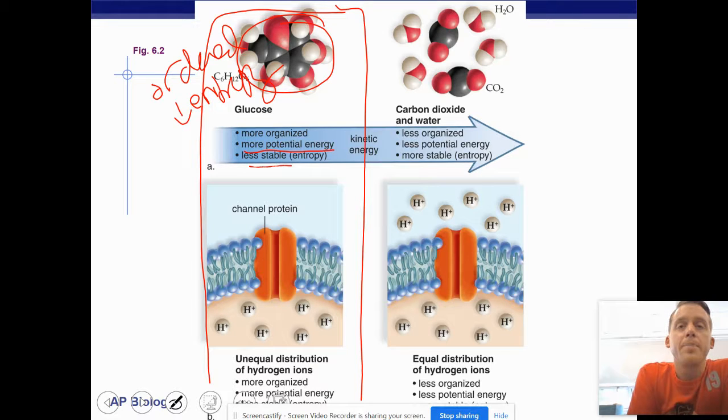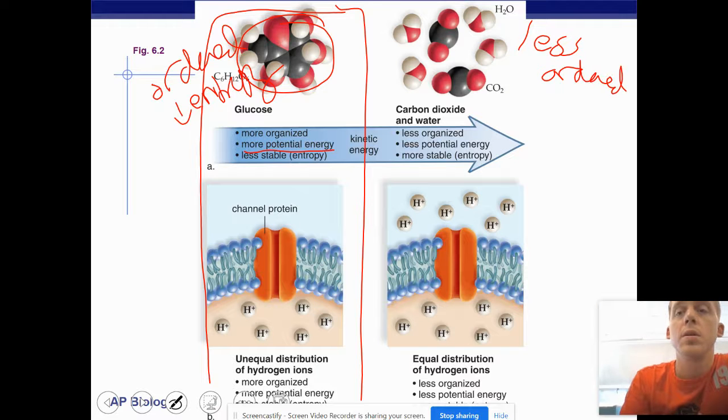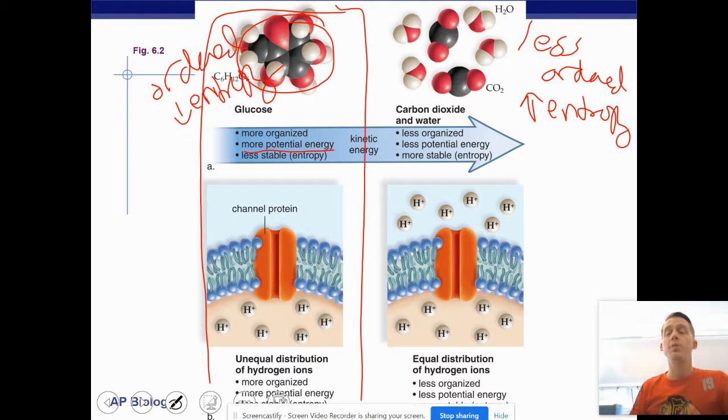And now look at what's on the right. We have what glucose turns into after we break it up: carbon dioxide and water. Carbon dioxide and water are smaller and they are less ordered, and that means they have more entropy, right? Because they're smaller, they've been broken down, we've increased entropy. These molecules are less organized because of their size. They have less potential energy. We don't really get much energy from CO2 and water. And importantly, they are more stable.